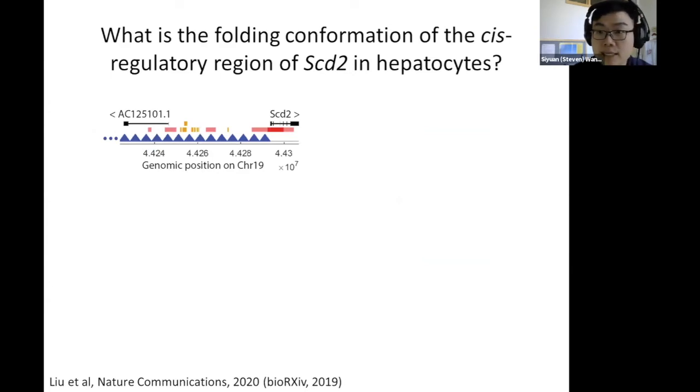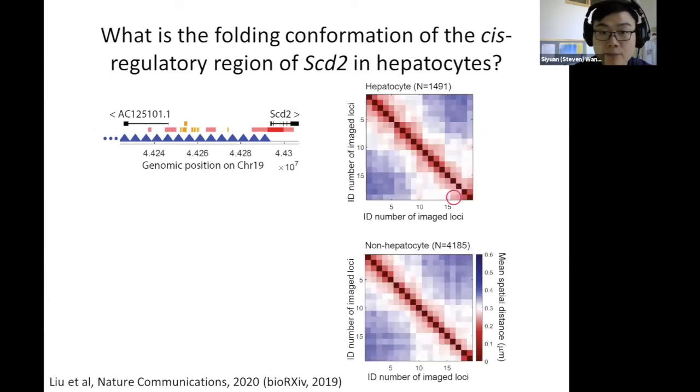With our technique, we set out to test that, and we basically plotted the mean spatial distances of the pairwise genomic loci upstream of the SCD2 that we profiled and imaged. And we compared such a matrix between the hepatocyte and all the non-hepatocyte cells. And we found that in hepatocyte, the distance between locus 16 and locus 19 becomes smaller than in the non-hepatocytes. And locus 16 actually corresponds to one of the annotated enhancers upstream of the SCD2 promoter.